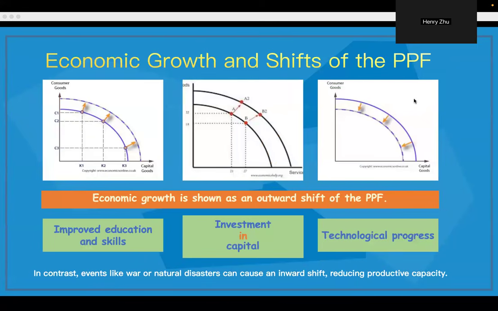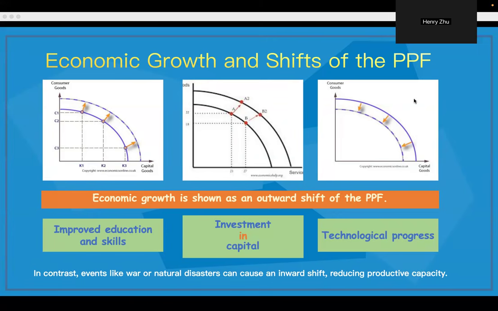Now, the PPF is not fixed. It can shift. There's an outward shift. An outward shift represents economic growth. This can be caused by investment in capital, improvements in technological progress and education and skills, these increase the productive capacity of the economy.